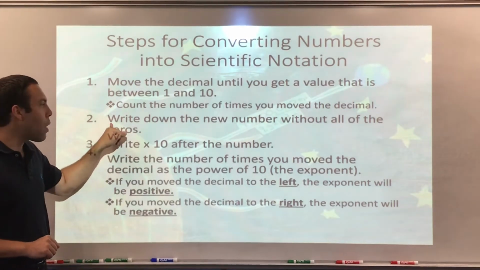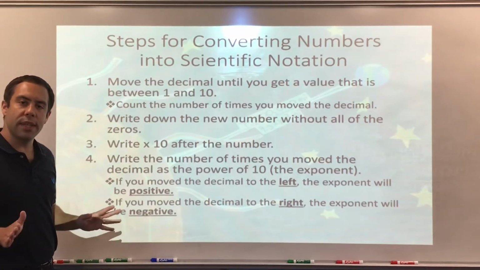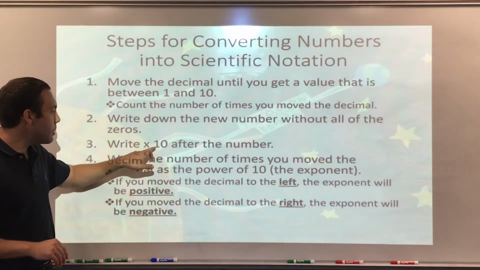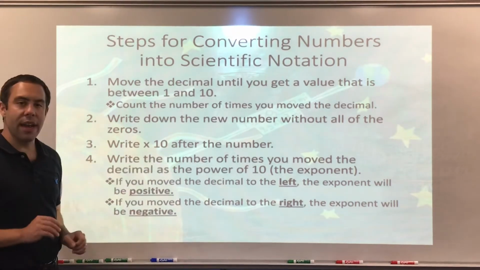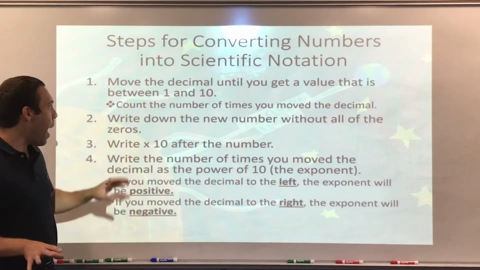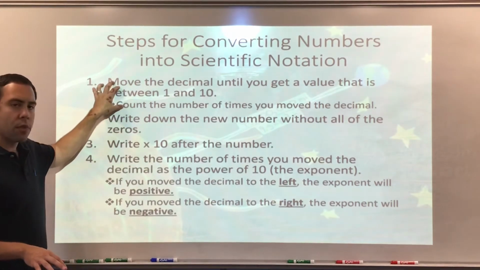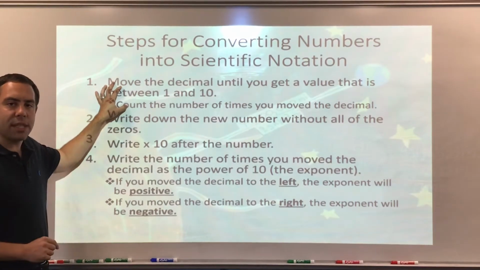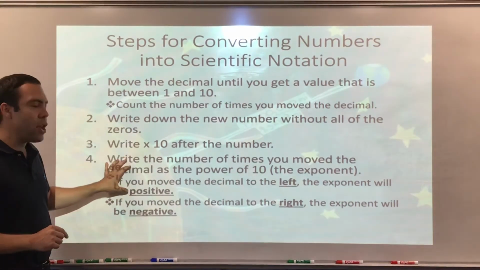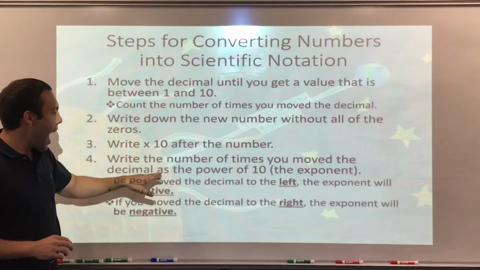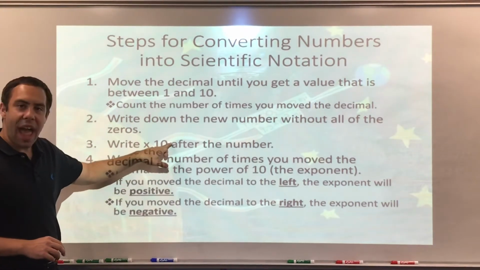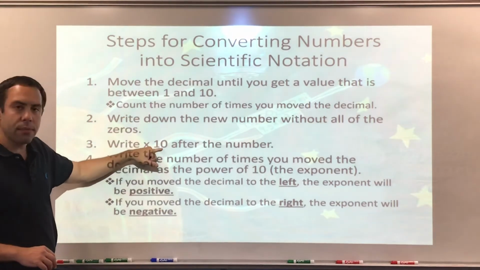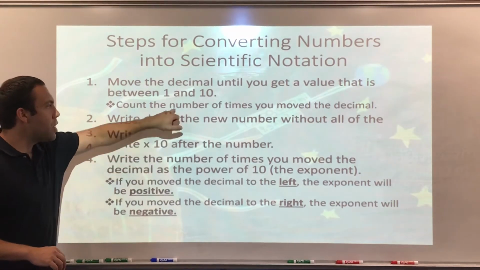Next, you're going to write down the new number without all of the zeros. Step 3, you're just going to write times 10 after that number. Now, back from step 1, you're going to take that number that you counted, the number of times you moved the decimal point, and you're going to write that as an exponent of the 10. So you wrote the number times 10, then you're going to raise it to the number of times you moved the decimal.